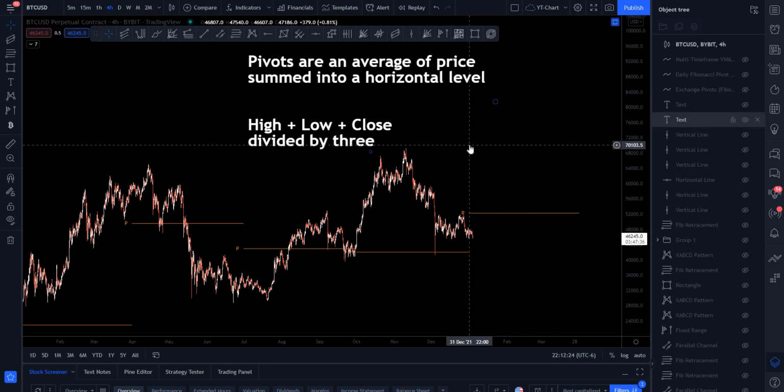And what is a pivot point? So a pivot point is an average of price. It is the high, the low, the close of a period of time divided by 3. So you can use this on the weekly.